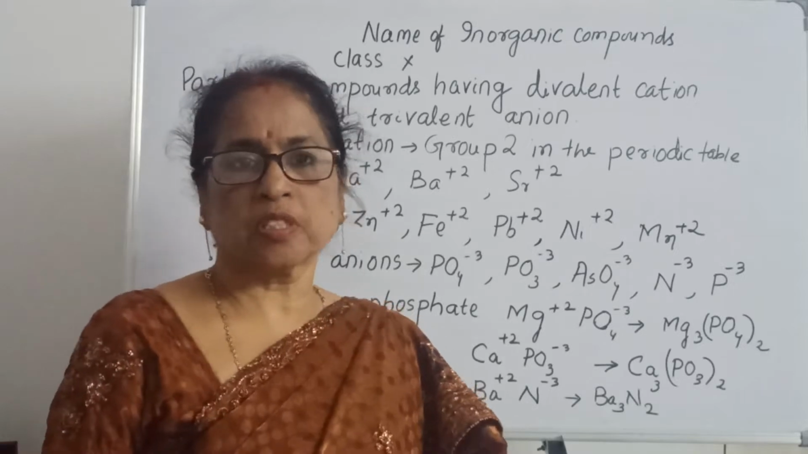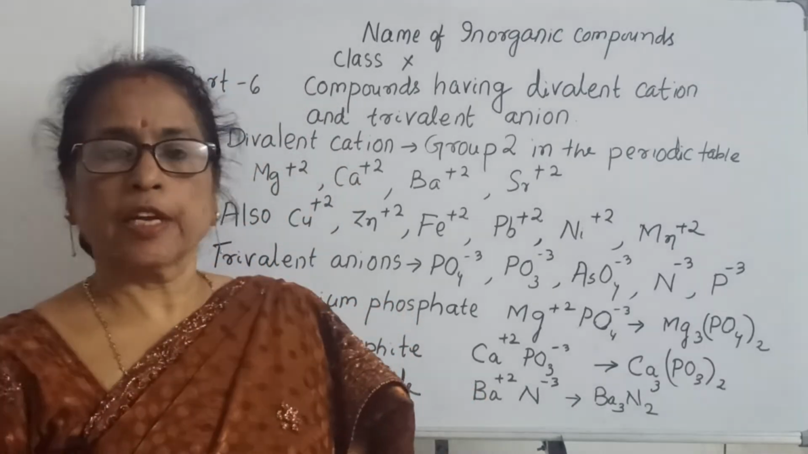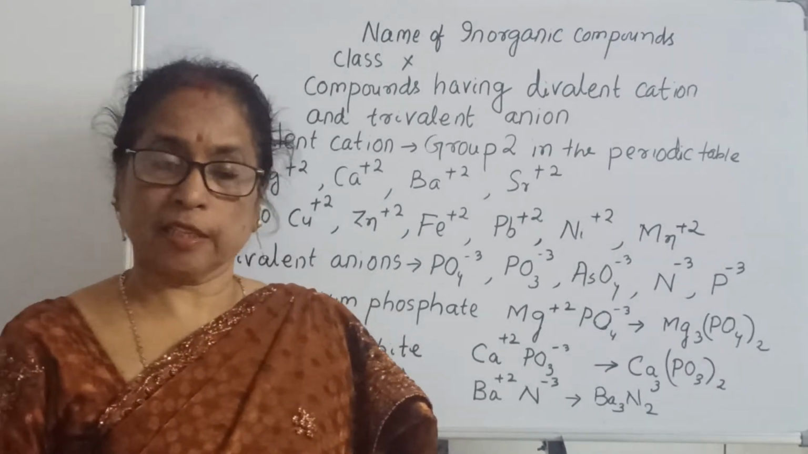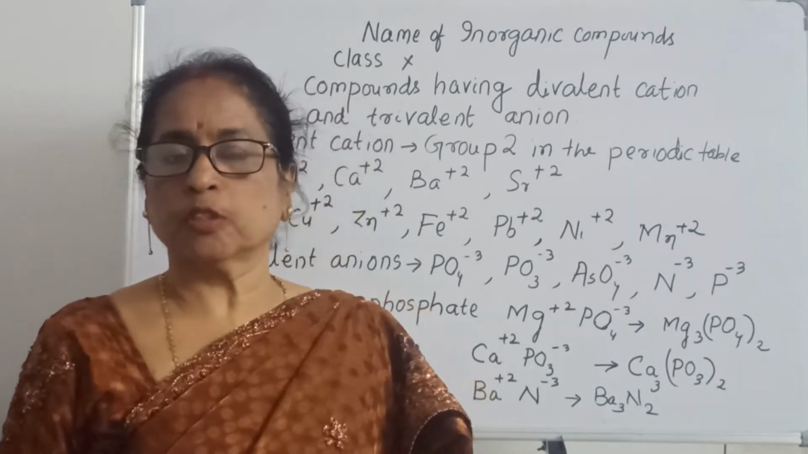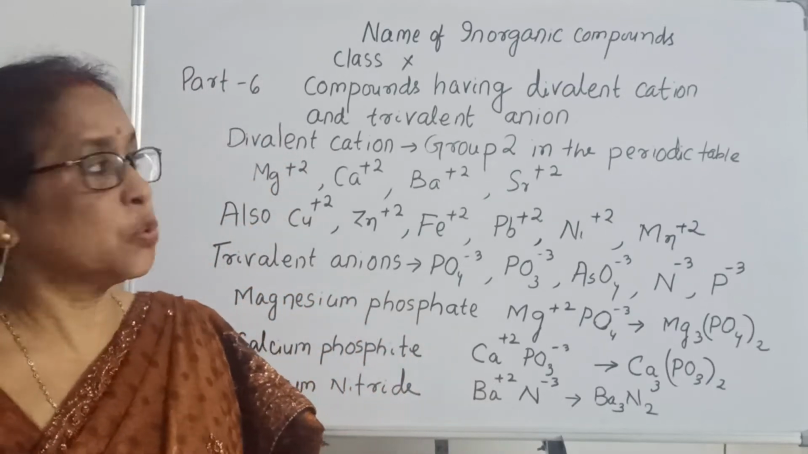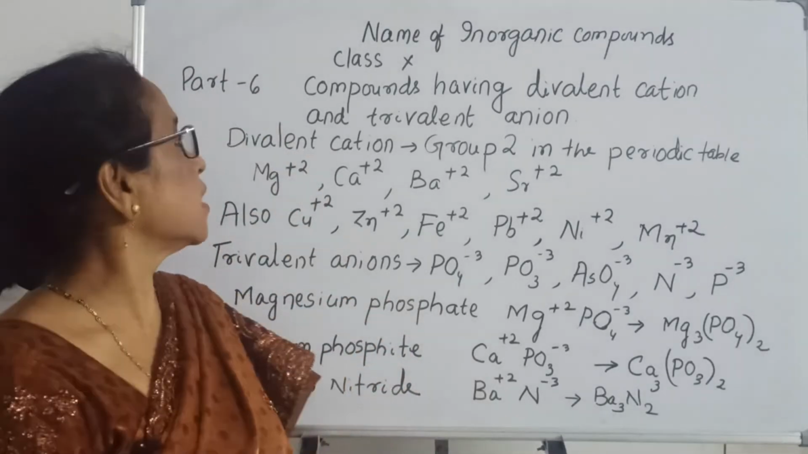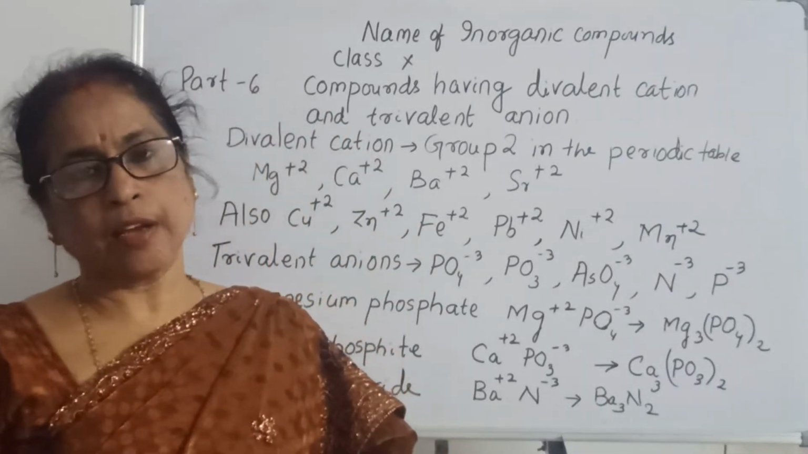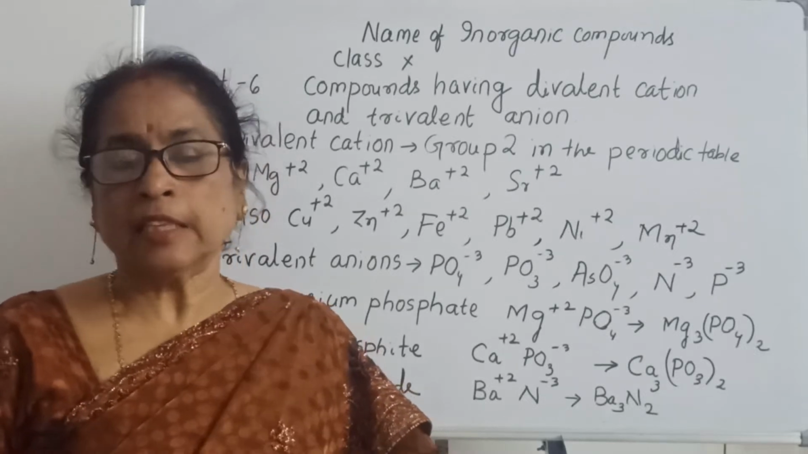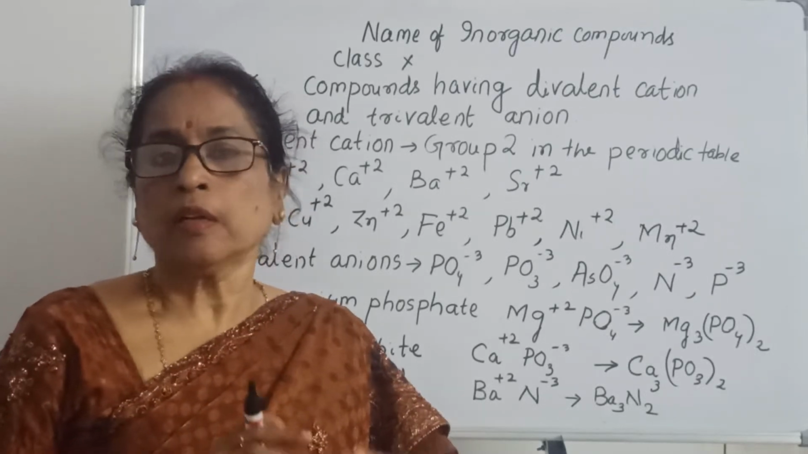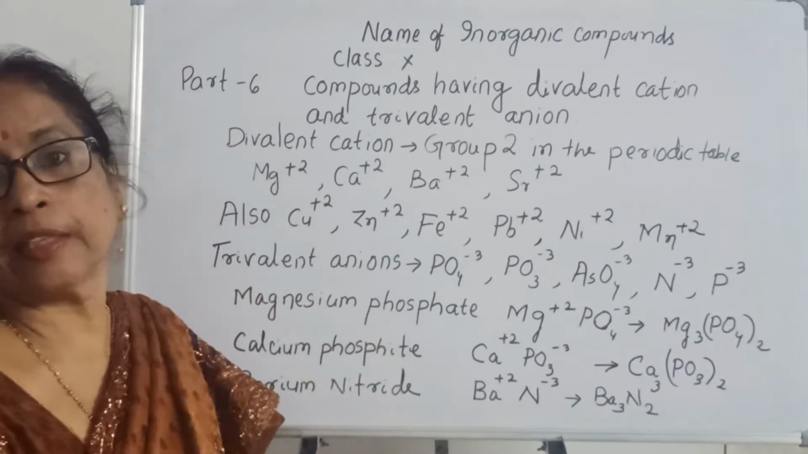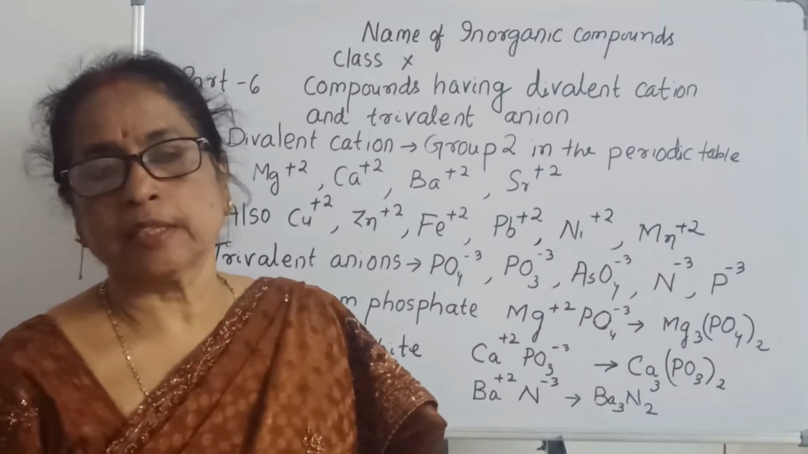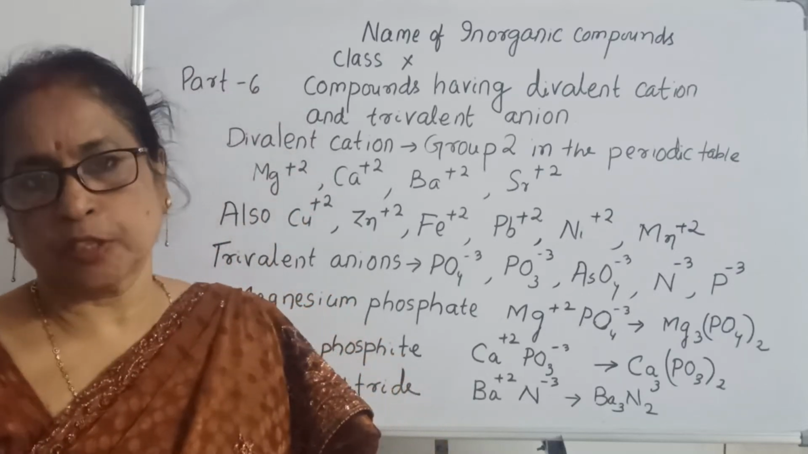Also I want to focus on the topic of inorganic compounds, which is for class 10. Though I have explained it here for class 10, it is also very important for class 11th and 12th students. Now here in part 6, I want to explain compounds having a divalent cation and a trivalent anion. That means the compound is formed from a cation that is divalent, having a +2 charge, and an anion that is trivalent, having a -3 charge.